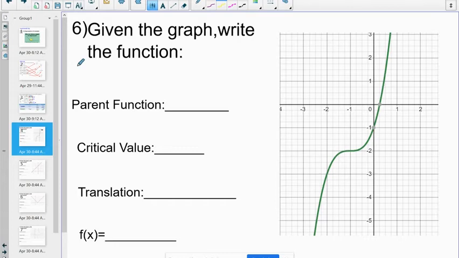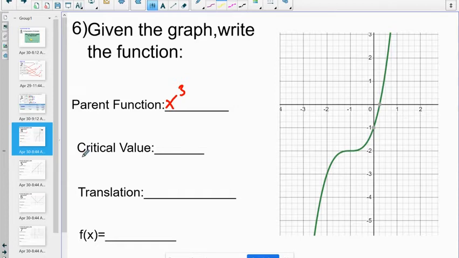Now we're given the graph, we're going to write the function, and we're going to do it in different steps. So first let's write out the parent function. Well, it has that kind of disco-y shape to it. I like to call it the disco shape. So that's x cubed, so that's cubic. I'm just going to write x cubed. You don't have to rewrite that as cubic, but one or the other works.